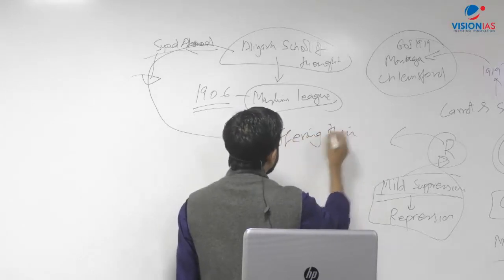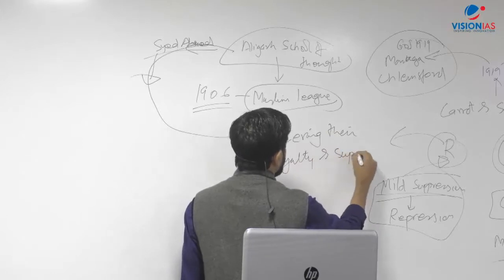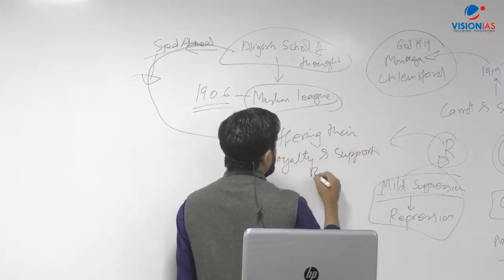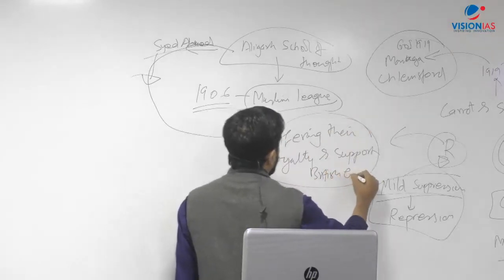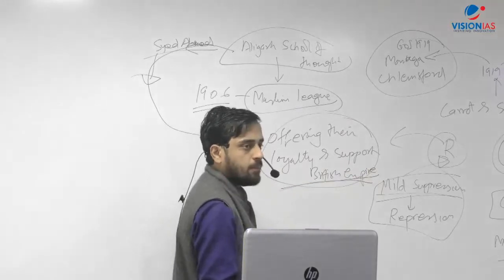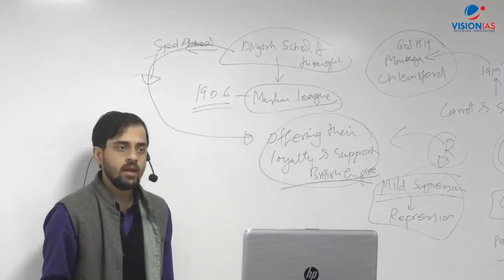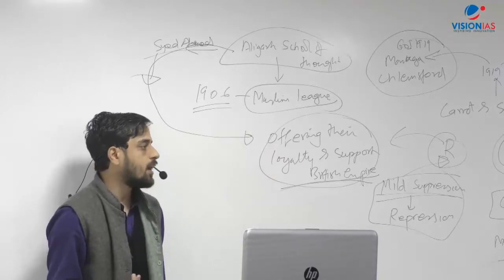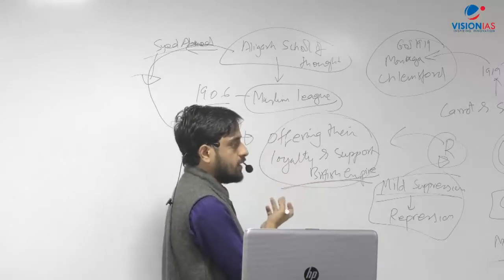their loyalty and support to the British Empire. And this was primarily with the expectation that the British will reciprocate back with more jobs and more access to education. Okay, that was the unwritten belief, or the unwritten expectation that they had.